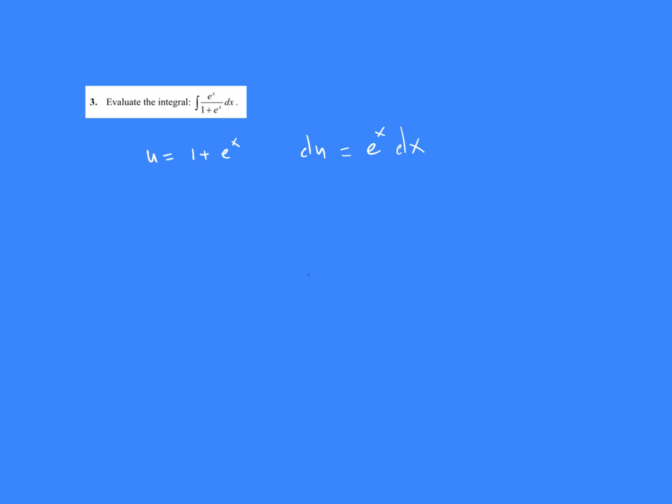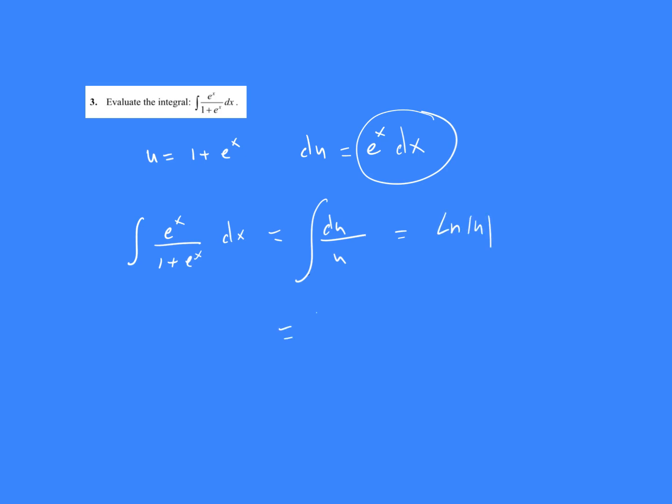And this is what appears in the numerator, so the integral of e to the x divided by (1 plus e to the x) dx will be equal, e to the x dx is du. And 1 plus e to the x is u. So the integral of du divided by u is the natural log of u. So the solution is natural log of 1 plus e to the x, plus c. And the problem is solved.